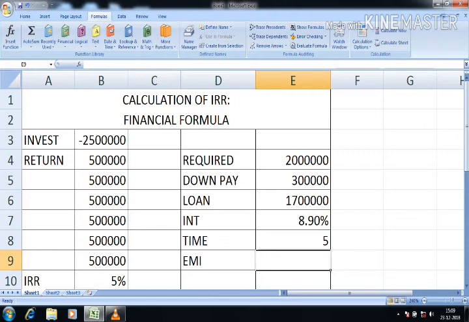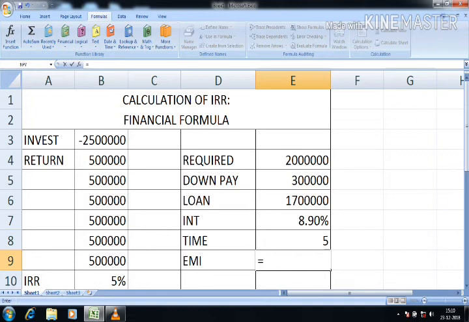One thing I have to remember here, the interest is per annum, but we are giving EMI per month. And the time period is given as 5 years, but EMI we have to give per month. So let's start the calculation right now. Equal to PMT. Every formula or function must start with the equal sign. Must remember that.